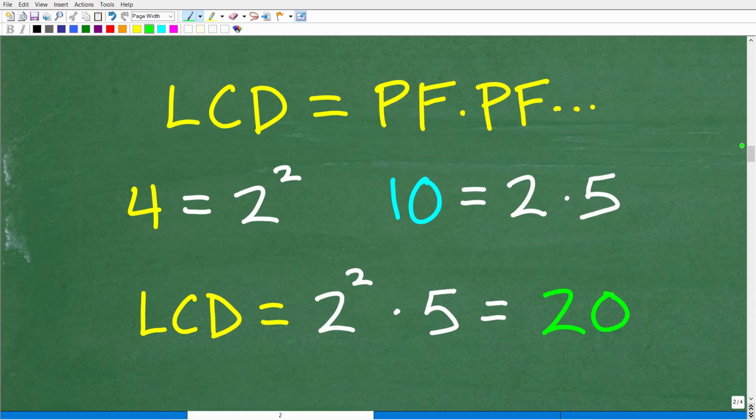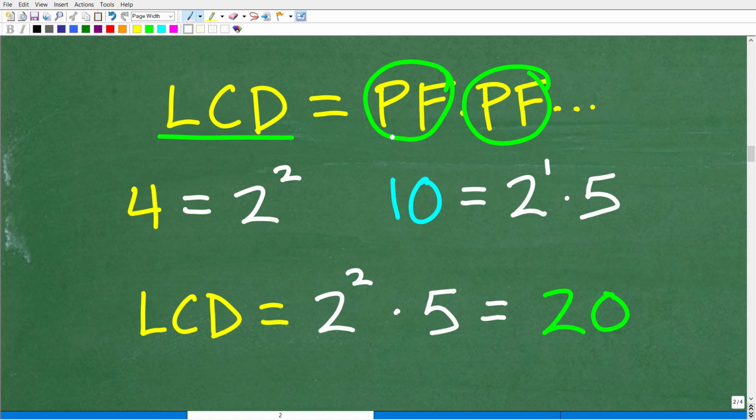Again, the LCD is going to be the product of each unique prime factor, but there's a little bit of a twist here. And if you can remember this, then you'll be a certified professional expert in the area of finding the lowest common denominator. So here is our example. We have 4 is equal to 2 squared, and 10 is equal to 2 times 5. Now this 2 right here is the same thing as 2 to the first. So remember, the LCD is going to be the product of each unique prime factor.